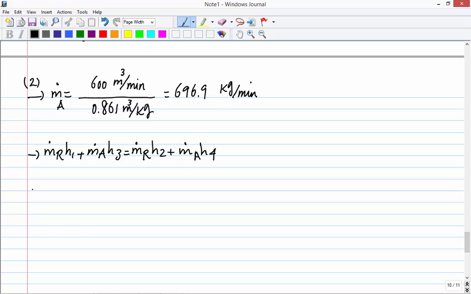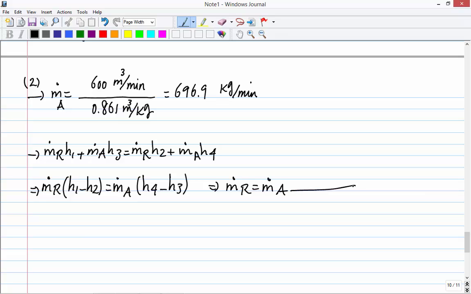Now let's take this term to the left and the other one, point 3, to the right. We'll end up with just a factorial. This m dot r factors out, so here I am factoring these terms, h4 minus h3. So m dot r, this is what I was looking for, would be m dot a times h4 minus h3.